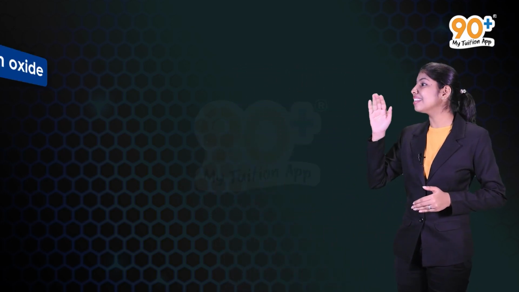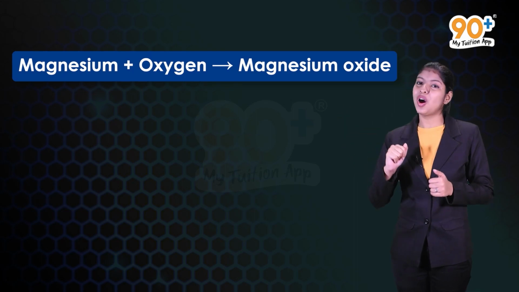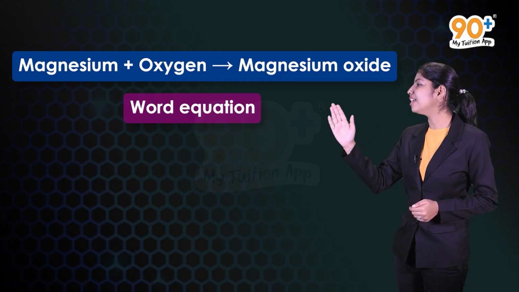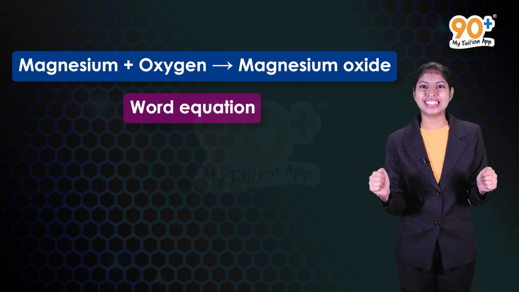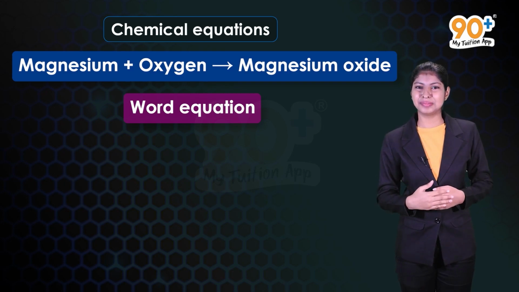We have already seen that when magnesium ribbon is burned in oxygen, it gets converted into magnesium oxide, and it can be written as magnesium plus oxygen gives magnesium oxide. This equation we can call a word equation. Now let's discuss chemical equations in detail.